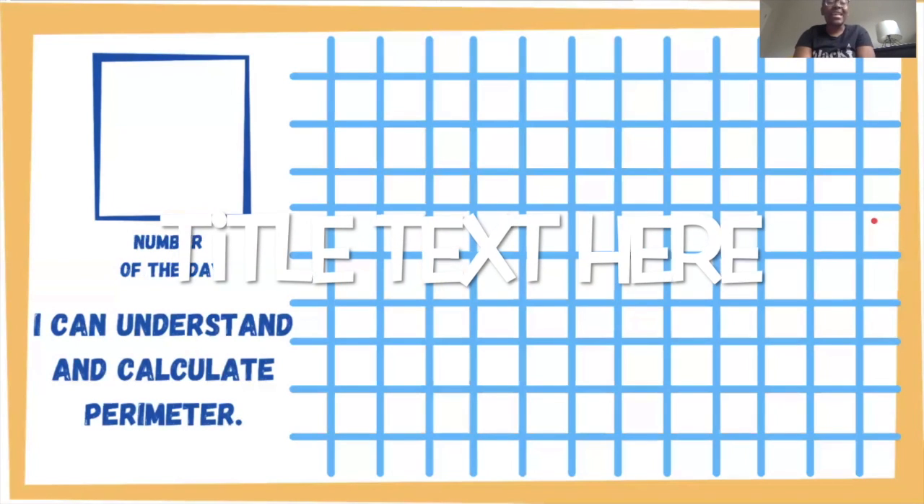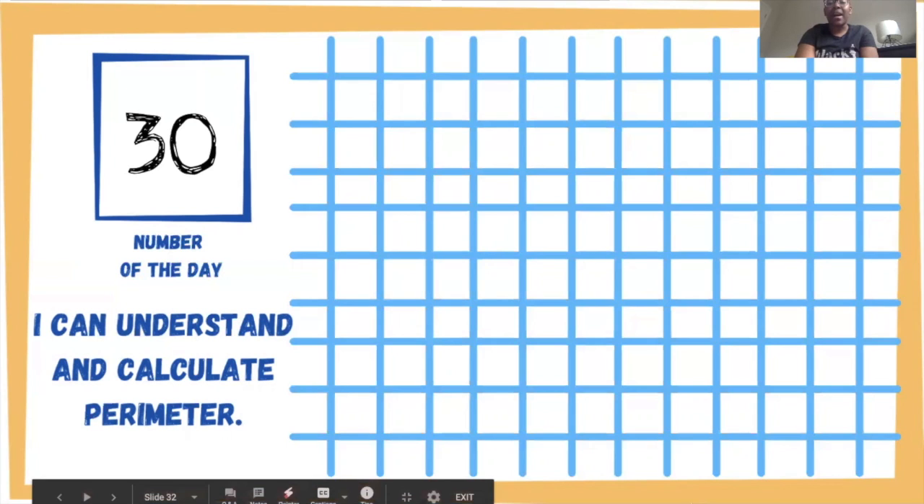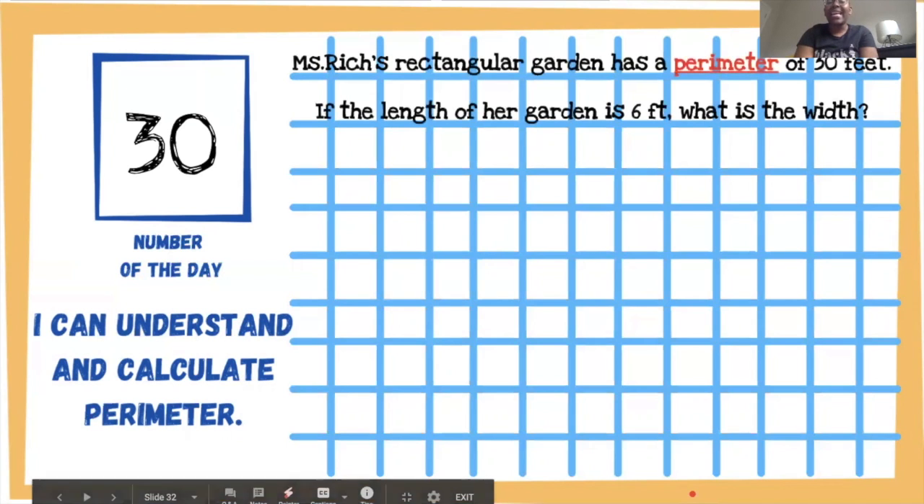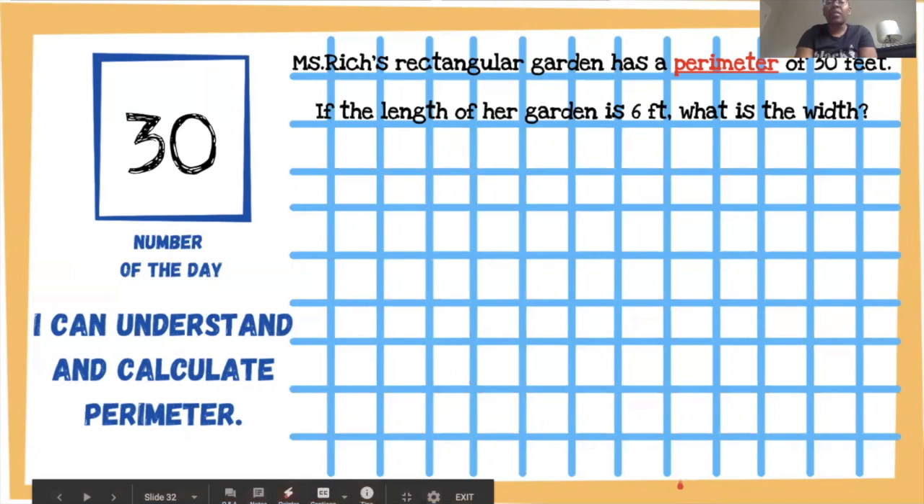All right, middles, it's your turn. Today we are going to calculate perimeter. Our number of the day is 30. Let's take a look at our problem. It says, Miss Rich's rectangular garden has a perimeter of 30 feet. If the length of her garden is 6 feet, what is the width? Well, first, what is perimeter?